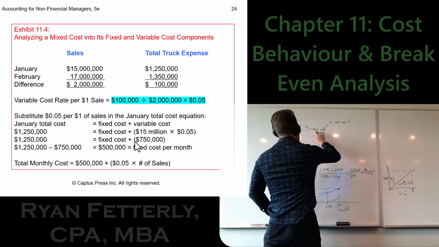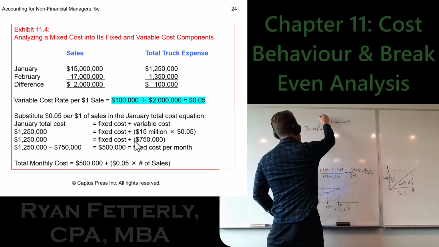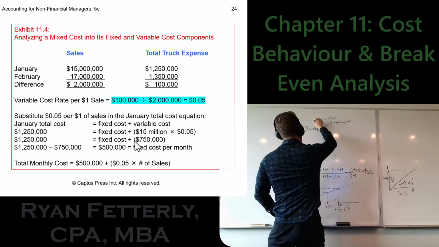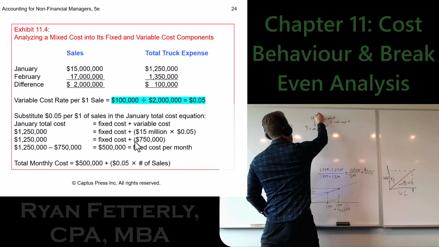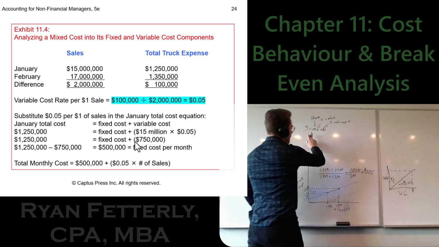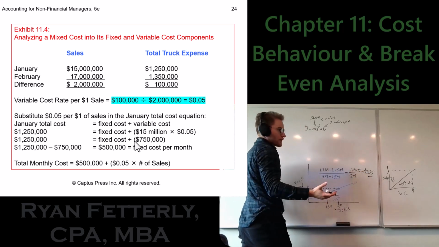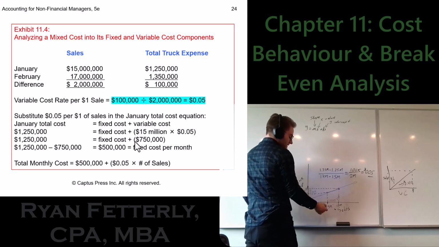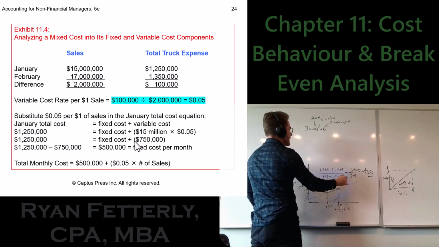And then x is usually your x-coordinate, the coordinate on your x-axis, which would be our sales amount. And m is the slope of the line, which is what we just calculated, the rate of our variable cost. If we have the slope and the y-intercept, then when we punch in any x coordinate, so say our sales are 18 or 19 million, the resulting number that comes out is our truck expense at that level of sales.